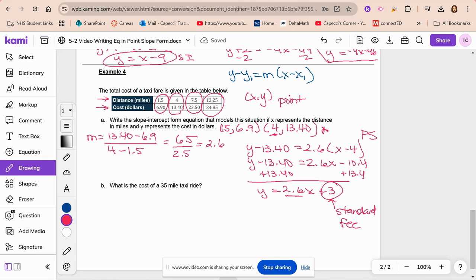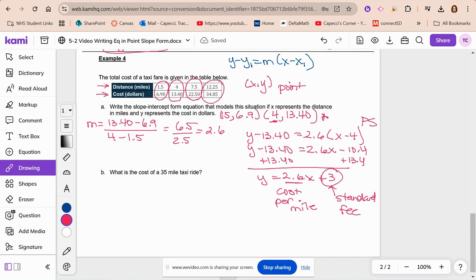This is the rate of change, right? The slope is the rate of change. So that's the cost per mile. So again, I'm just trying to understand our equations a little bit better so we're not just working like robots and we have no idea what's going on. All right, so let's do the last one.